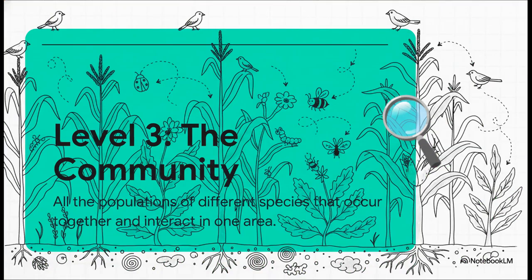Of course, a cornfield is never, ever just a population of corn, right? It's got populations of weeds, all sorts of different insects, soil microbes, maybe some birds. When we look at all these different populations interacting in one place, we're now analyzing the community. This is where we get into the really interesting stuff, like competition for sunlight or those beneficial symbiotic relationships.